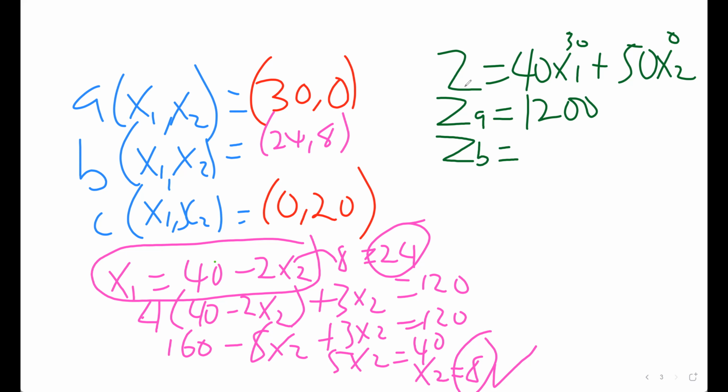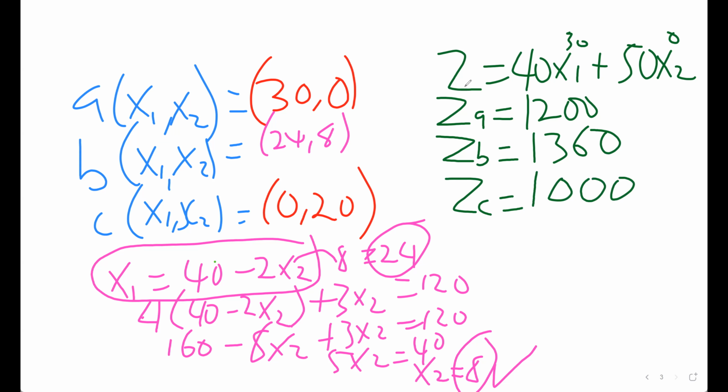Using the B coordinate, using the 24 and 8. Yes. And then that will give you 1,360. Good, continue. And you do the same for the C coordinates. That's Z subscript C, using the 0 and 20. And that will give you 1,000. So looking at these three, the highest is the one that you pick as the optimum.